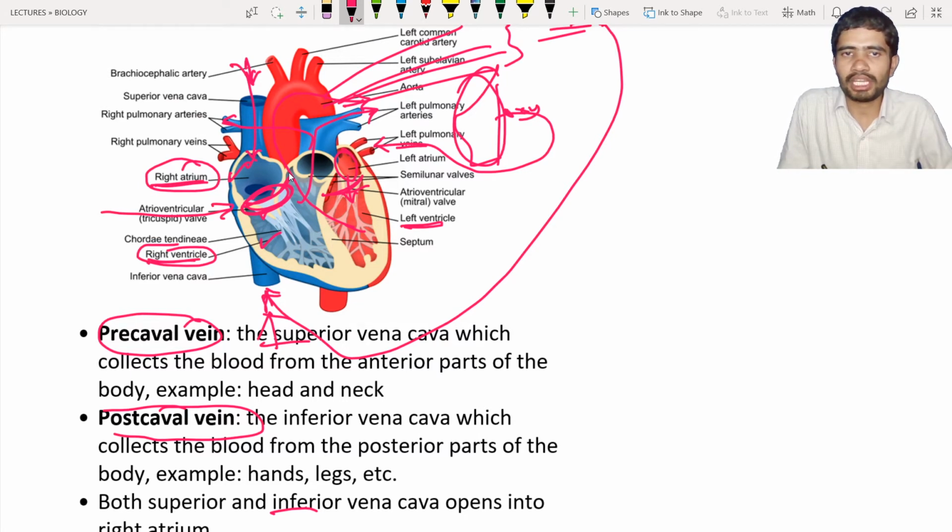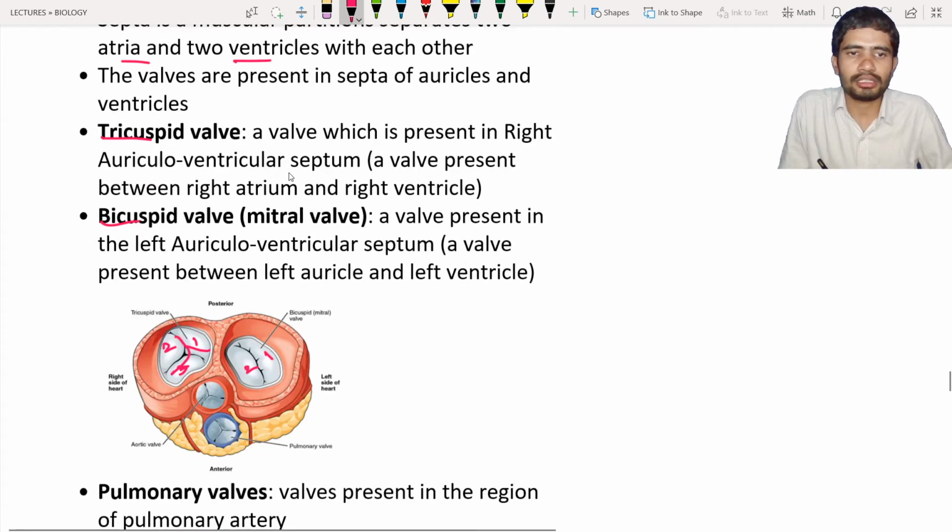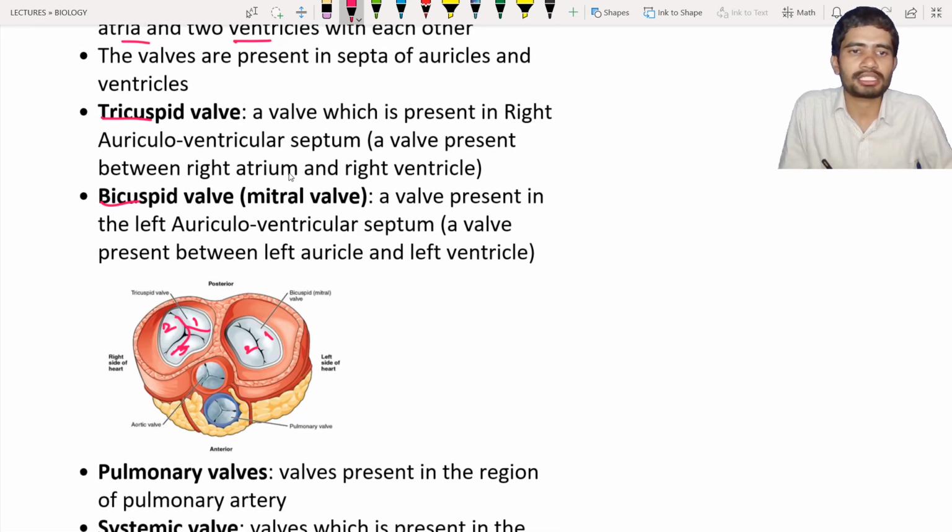And what about the left atrium and left ventricle? There is a bicuspid valve. Here you can see there is a bicuspid valve. Only two flap-like structures are present in these valves. So this bicuspid valve is present between the left atrium and the left ventricle. And not only here, there are two other valves present. If a valve is present in the systemic aorta, that is known as the aortic valve. If a valve is present in the pulmonary artery, that is known as the pulmonary valve.